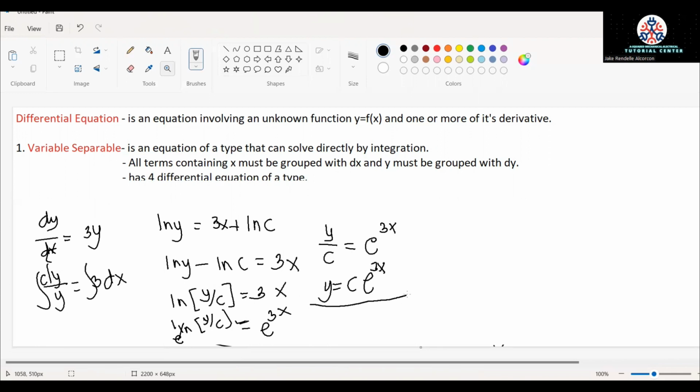The same thing happens, so that is the final answer. That is your general solution. So the answer for number 2 and number 4 are the same. For any differential equation type, as long as you understand the concept, you can solve anything in variable separable.